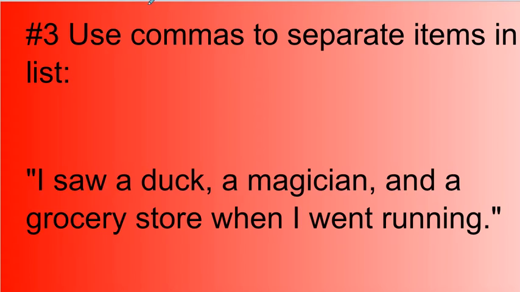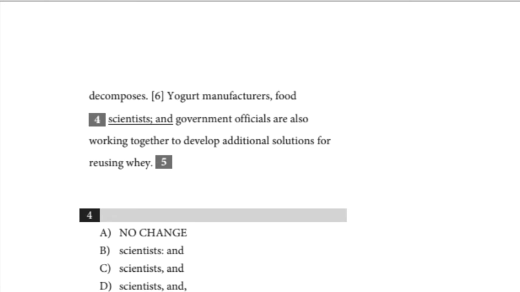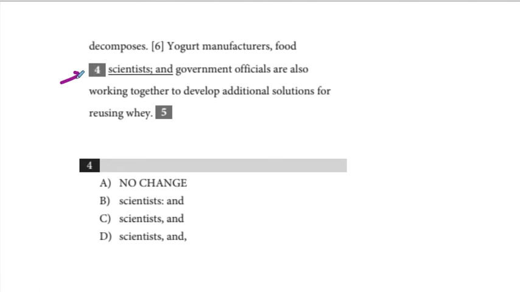Rule number 3: use commas to separate items in a list. I saw a duck, a magician, and a grocery store when I went running. That one's usually pretty common for kids, but I go through a process no matter what, anytime I'm looking at these questions. So here we've got question number 4. I'm looking right here at the word scientist, a semicolon, and the word and. I look at the question, and again, I'm being tested on punctuation.